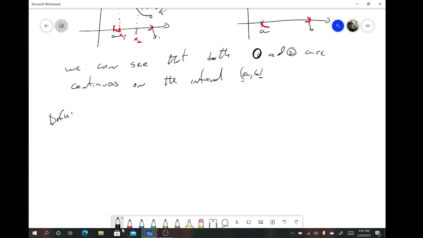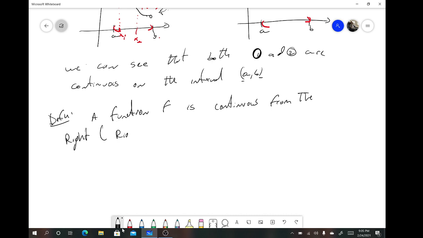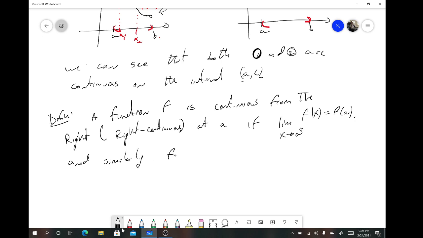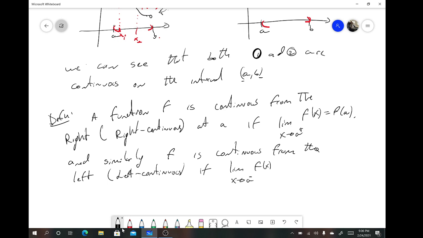So let me define something right now. A function f is continuous from the right, and we call this right continuous, at A, if the limit as x goes to A from the right of f of x is equal to f of A. And similarly, f is continuous from the left, and this is aptly named left continuous, if the limit as x goes to A from the left side now is equal to f of A.